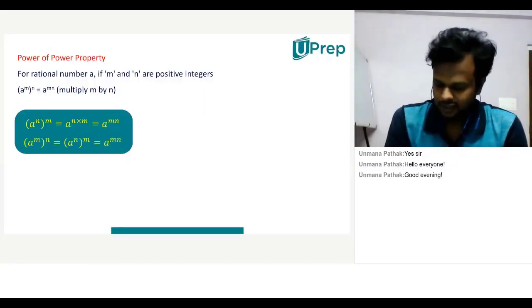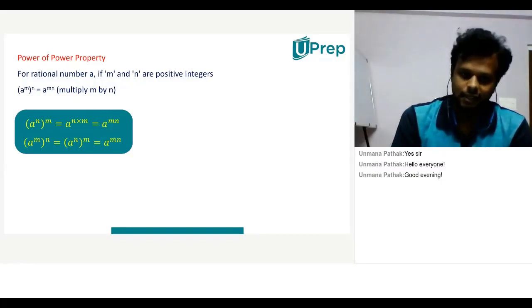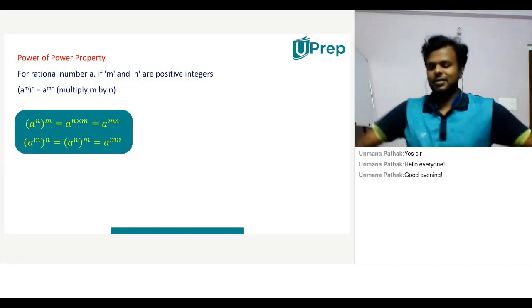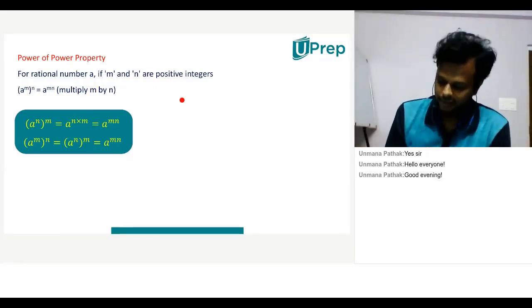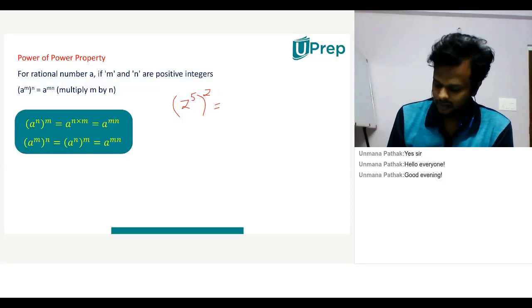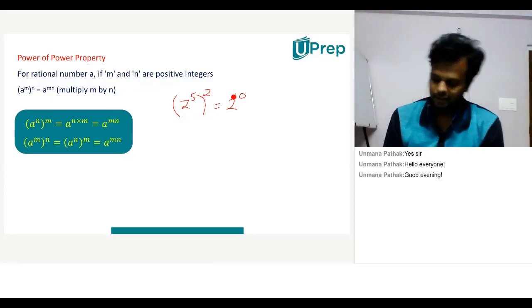For a rational number a, if m and n are positive integers, a power m whole power n is a power mn. What exactly it means, let me give you an example here. Suppose I have a number 2 power 5, and this is written as whole square. So this can be written as 2 to the power 10. So that is the formula here, children.